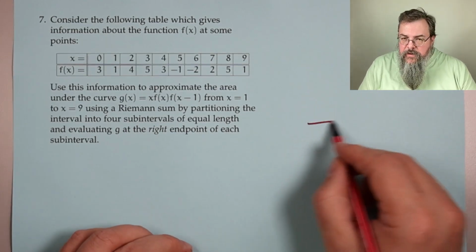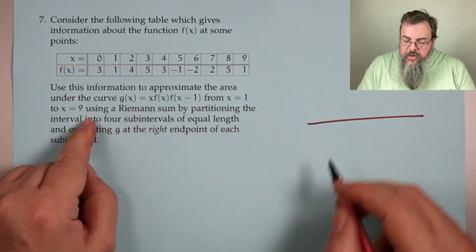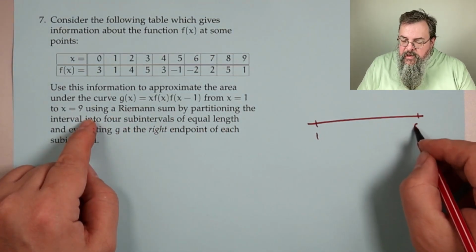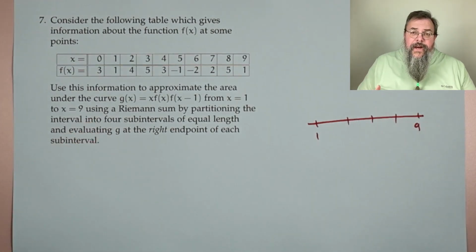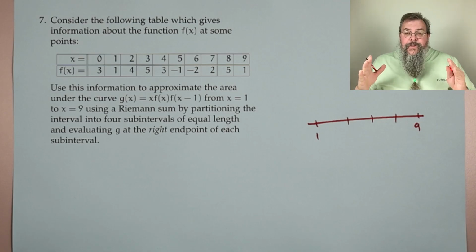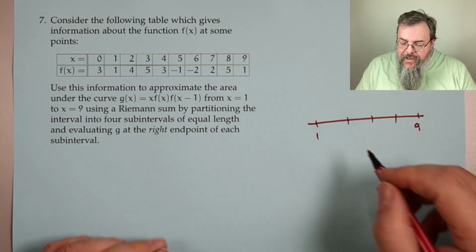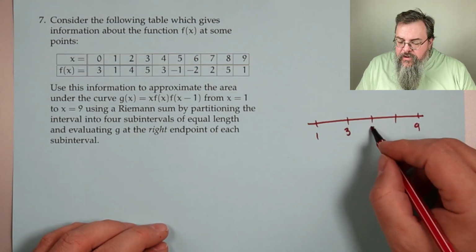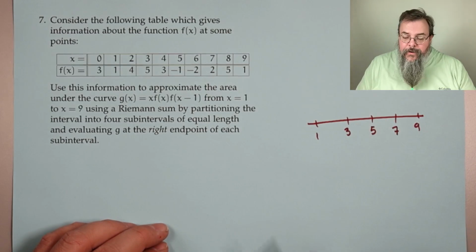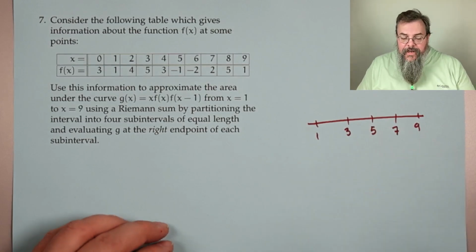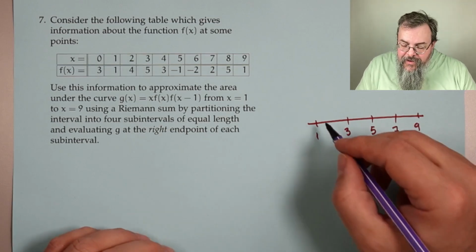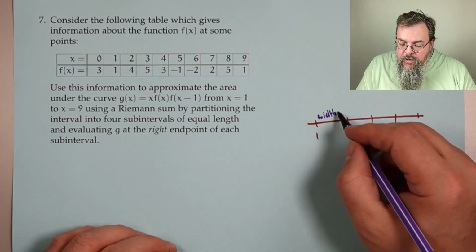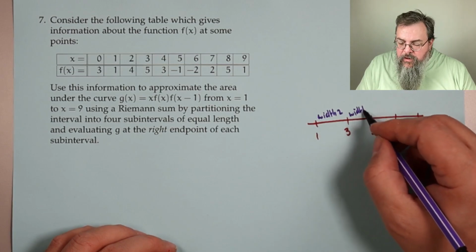So we're going to take our interval from 1 to 9, and we're going to chop it up into 4 equal pieces. So cut it in half and cut it in half again. And it's not too hard to figure out. To get from 1 to 9, you go 8. And if we're doing 4 equal parts, that means we have to take steps of 2. So our intervals are 1 to 3, 3 to 5, 5 to 7, 7 to 9. And of course, we should make a note. What are our widths? So we have width 2. And that's true for every single subinterval.